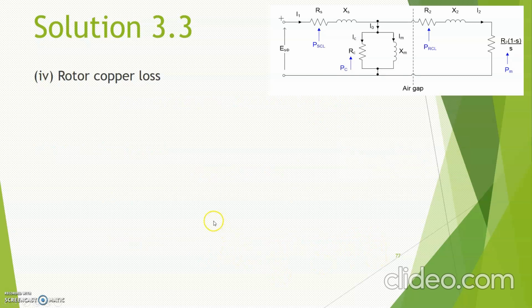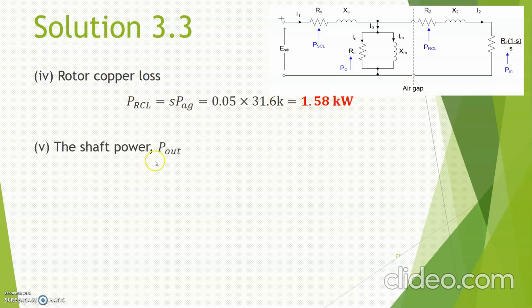Alright. Okay, so next for the rotor copper loss. Rotor copper loss is the heat dissipation that happens at R2. So you can use the formula PRCL equal to S multiplied with your P air gap. So just substitute all the values accordingly. You get PRCL is equal to 1.58 kilowatt.